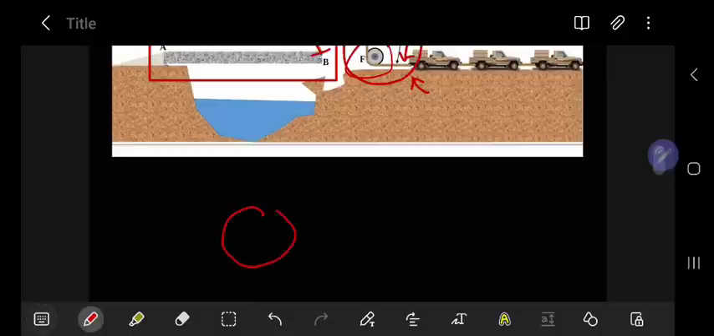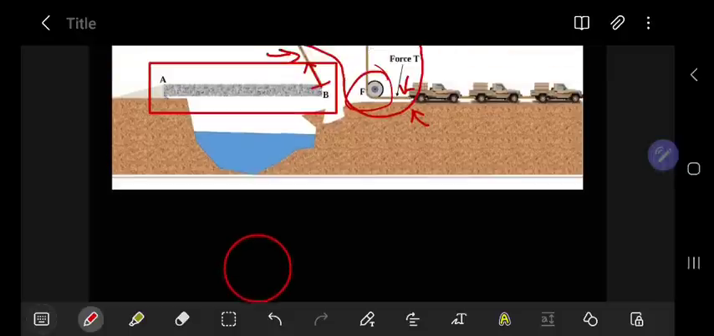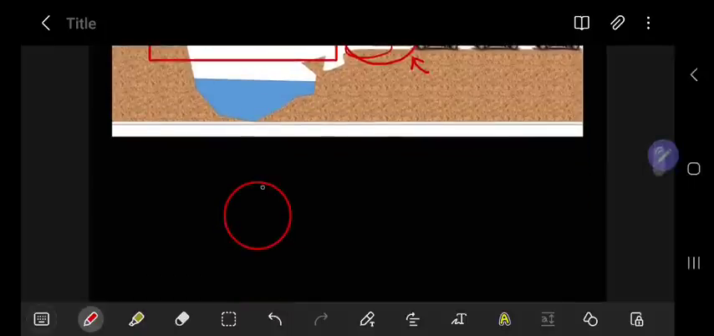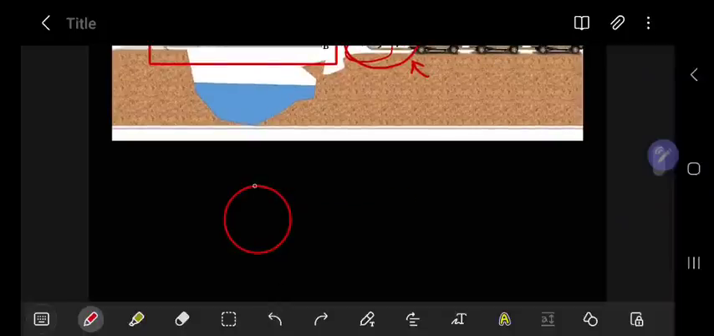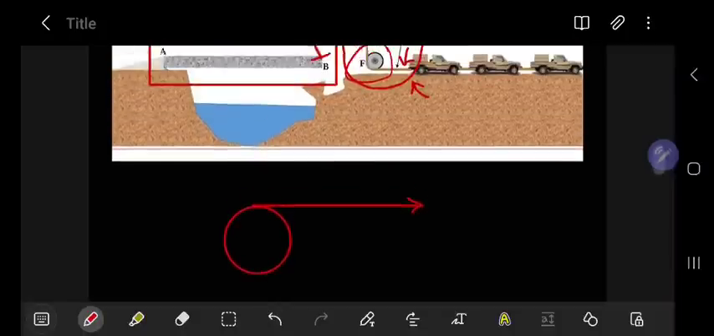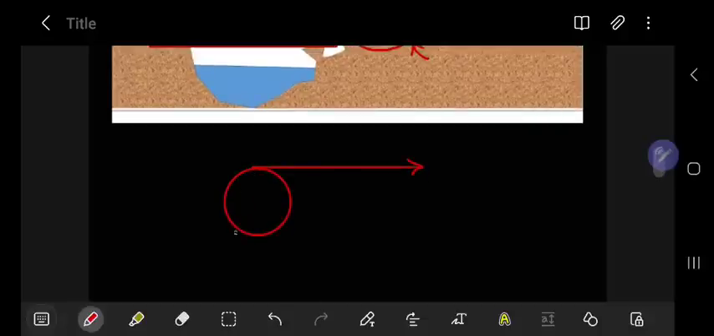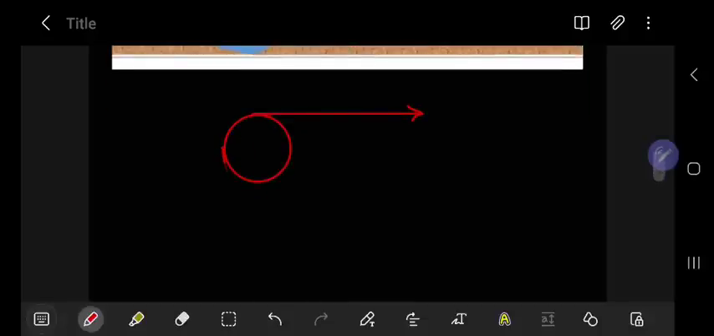If you pick the pulley D here, what do we see? We observe that first we have the tension going towards E in that direction, and then we have the tension going towards point B. That is going to be the tension going in this direction.